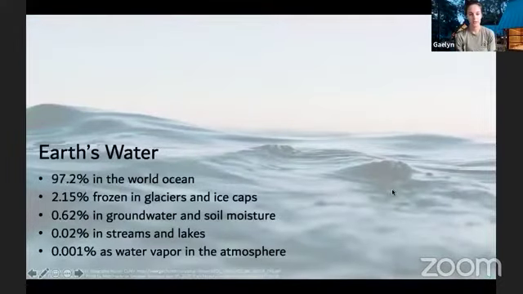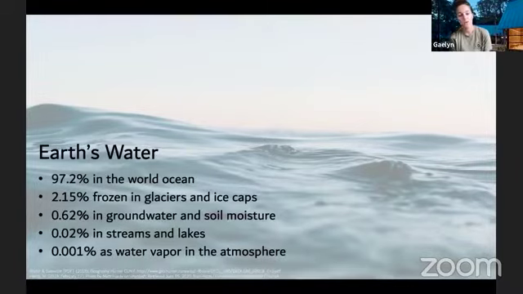The Earth is mostly water, right? 97% of the water in the world is ocean water, which means that 97% of it is salt water. So what are the other percentages? Well, 2.15% of the water on Earth is frozen in glaciers and ice caps, and then 0.62% is in groundwater and soil moisture.